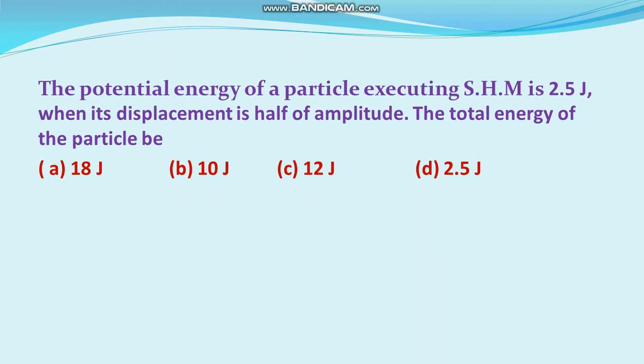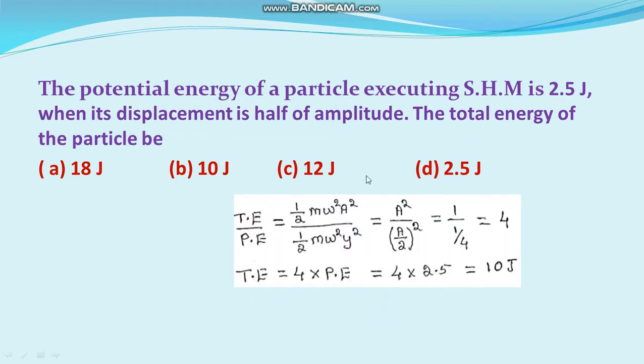Next question, the potential energy of a particle executing SHM is 2.5 joule when its displacement is half of amplitude. What is the total energy of the particle? Yes, potential energy is given here 2.5 joule. When its displacement is half of amplitude, then what is the total energy they are asking? We know the formula for total energy, we know the formula for potential energy. That one only I am taking here, total energy divided by potential energy.